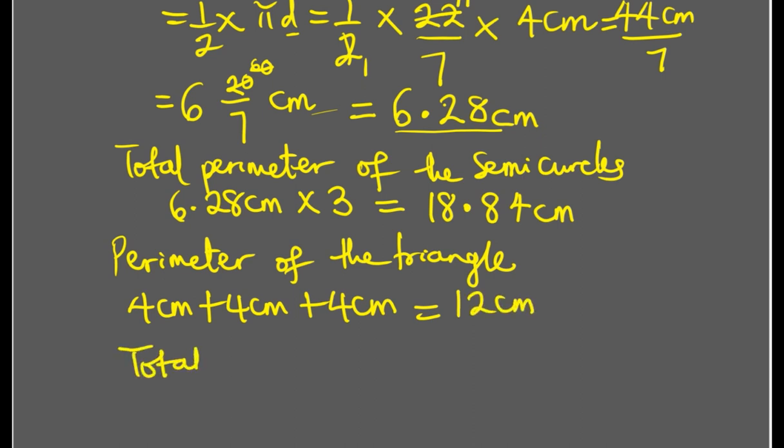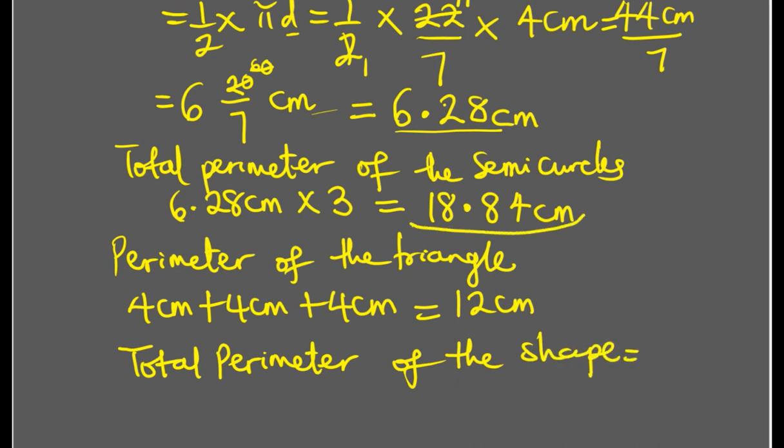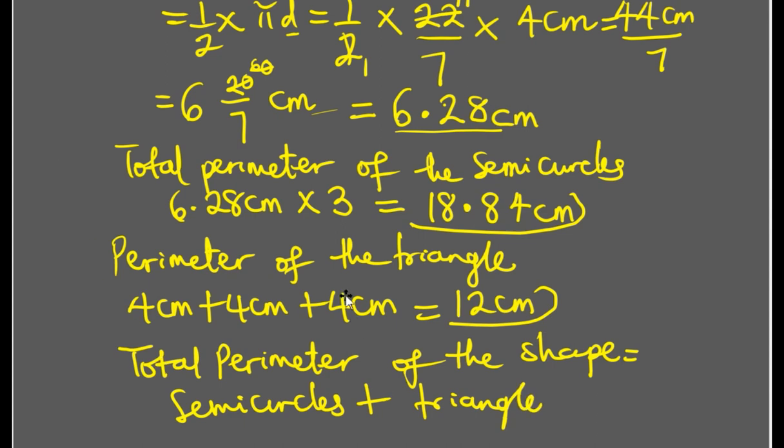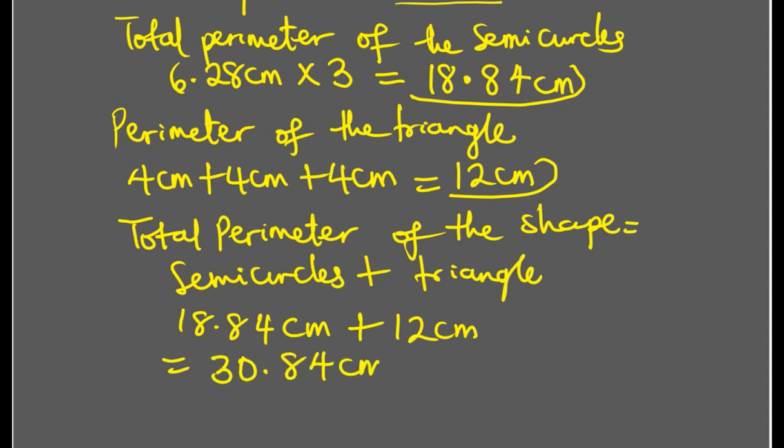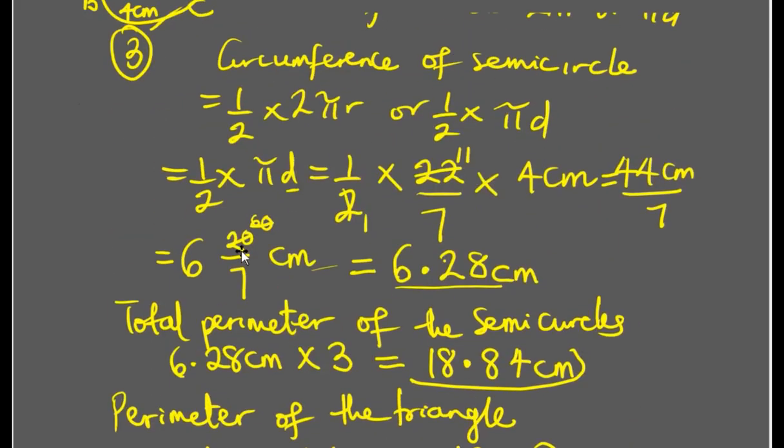So now the overall total perimeter of the shape. We are going to add up all the perimeters together, the perimeter for the semicircles and the perimeter for the triangle. So that will be semicircles plus triangle, 18.84 centimeters plus 12 centimeters. So 18 plus 12 is 30. So the answer is 30.84 centimeters. This is the answer to the perimeter of that irregular shape.